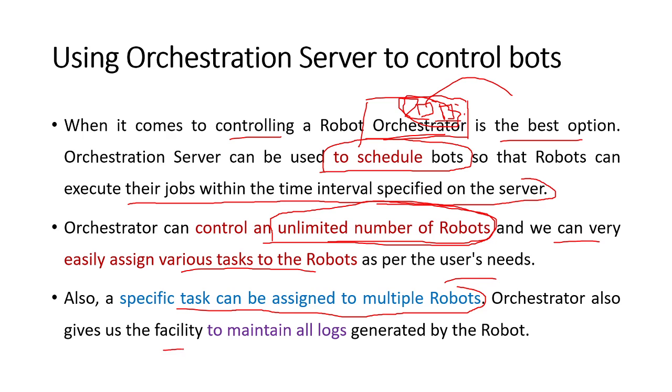Orchestrator also gives us the facility to maintain the log files, it seems, where these log files can be used by the RPA developer to know internal details. I mean, what is happening behind the scenes with respect to carrying out the task by the robot, right?